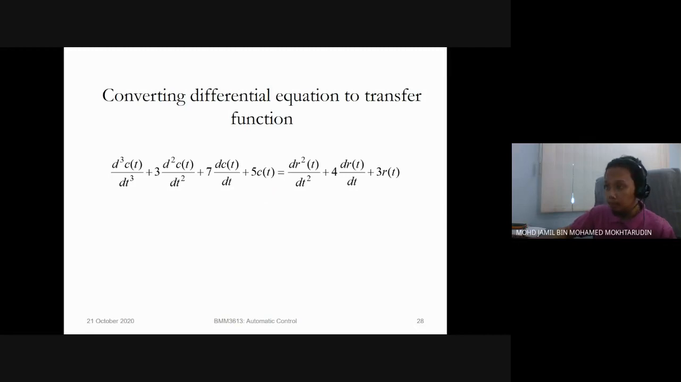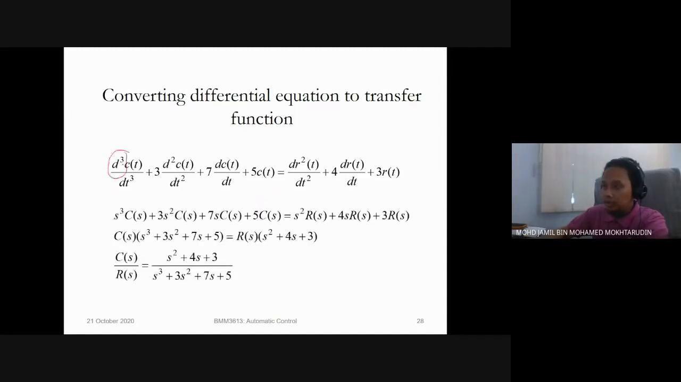So the first thing you need to do: here it's d^3c(t)/dt^3. Then in frequency response it becomes s^3 times C(s). Same goes with this. So this becomes 3 times s^2 C(s). And this one becomes 7 times s C(s). And this becomes 5 times C(s).